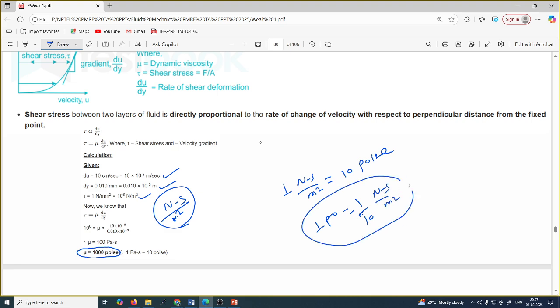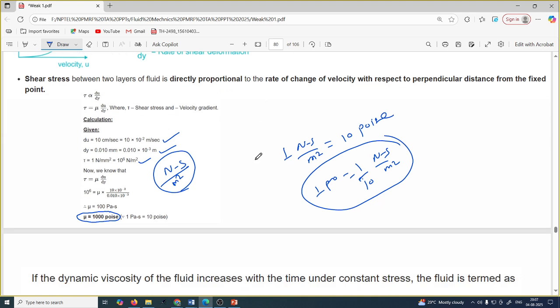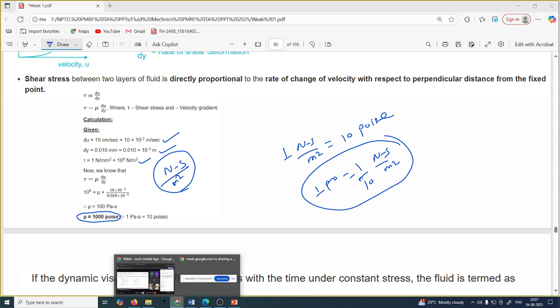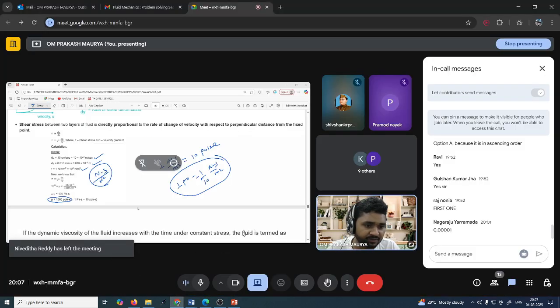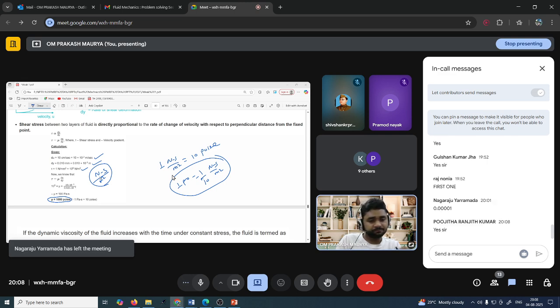So hope everyone got it. If yes, you can write yes in the chat box. Yes, please, I want to see from your side whether you are getting it or not. So anyone, please write yes in the chat box. Then I'll move on to the next question.